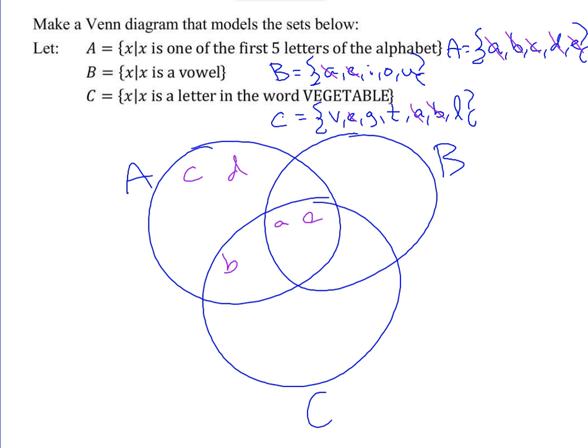Next letter that I haven't crossed off yet is I. Where does it go? Just in B, kind of like Justin Bieber. And next, also Justin Bieber. And then, there you go. And then all we have left is all these letters in set C, which means they all just go in set C. So V, G, T, L. And you're done.